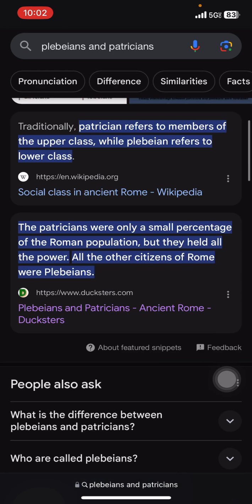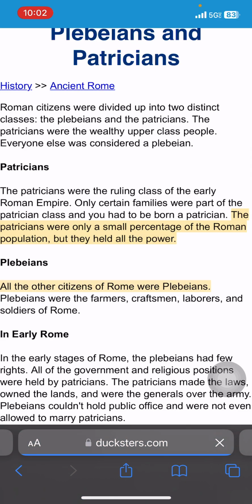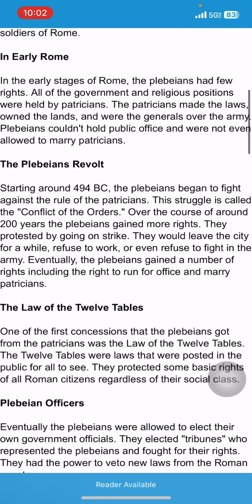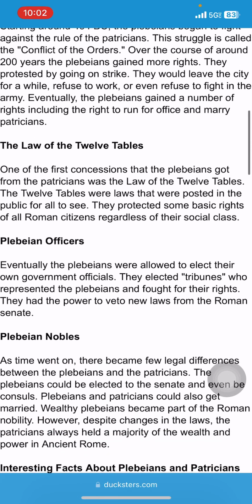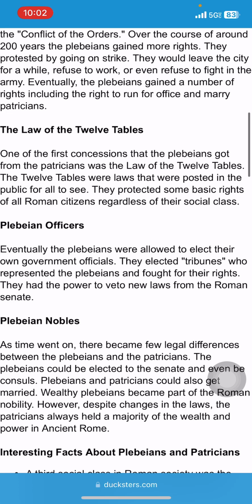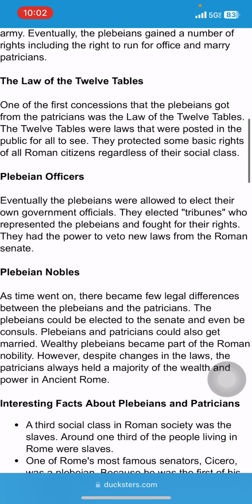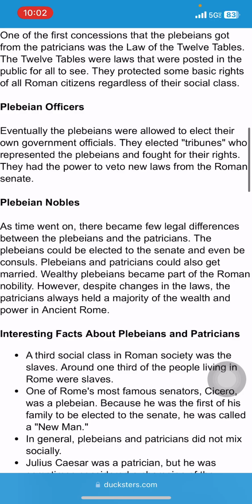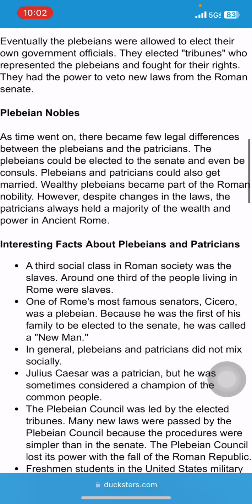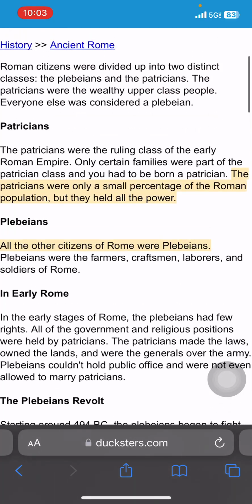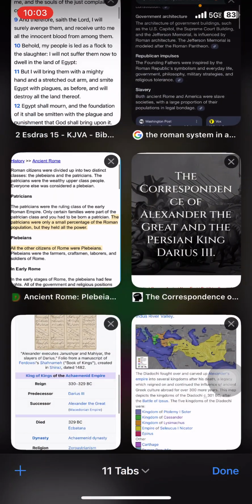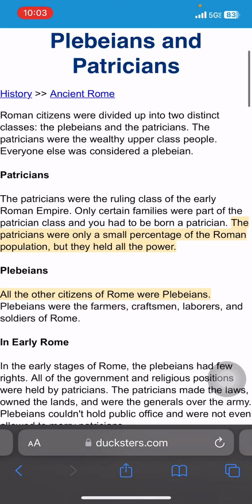Let me read this right here. I'll read this. Matter of fact, we can read not the whole thing, but I'll start right here.